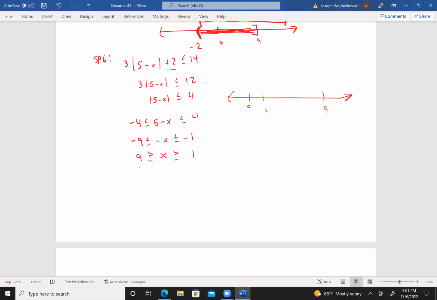So here I'm saying x is less than or equal to 9. So bracket, less than or equal to 9. Here I'm saying x is greater than or equal to 1. Bracket, greater than or equal. Those two intersect right here. So my interval notation is 1, 9, and brackets on both because they were equal.